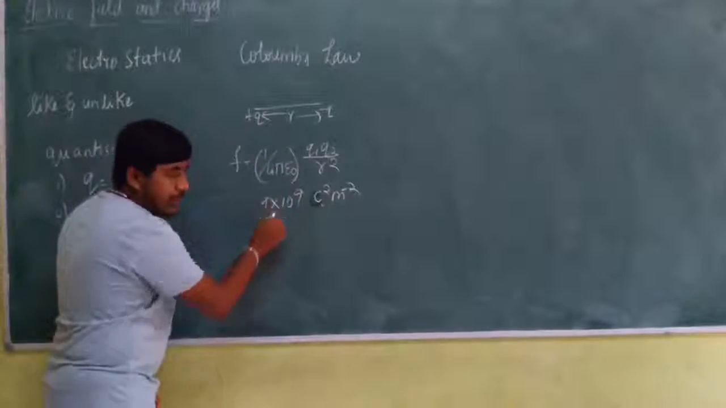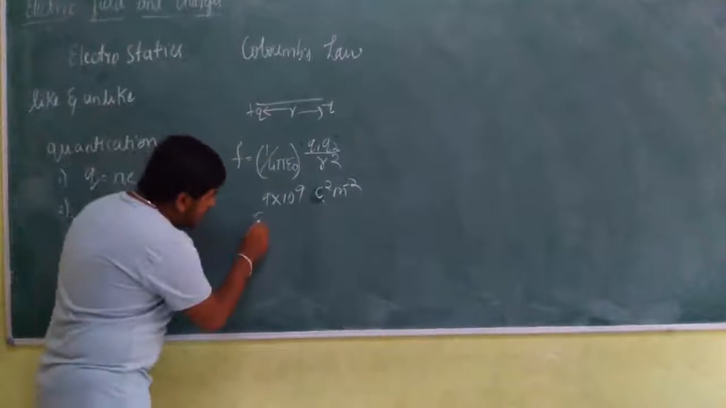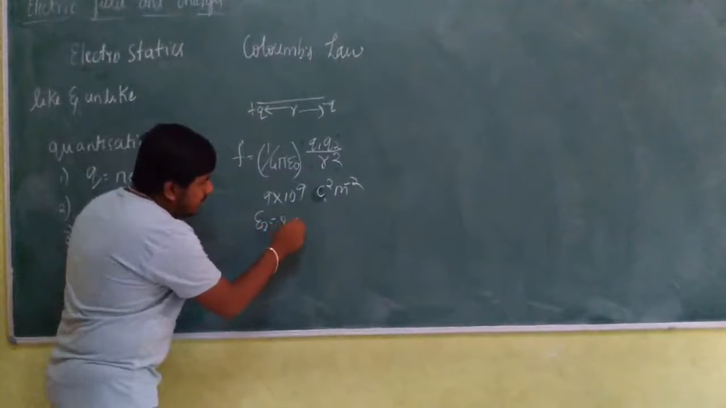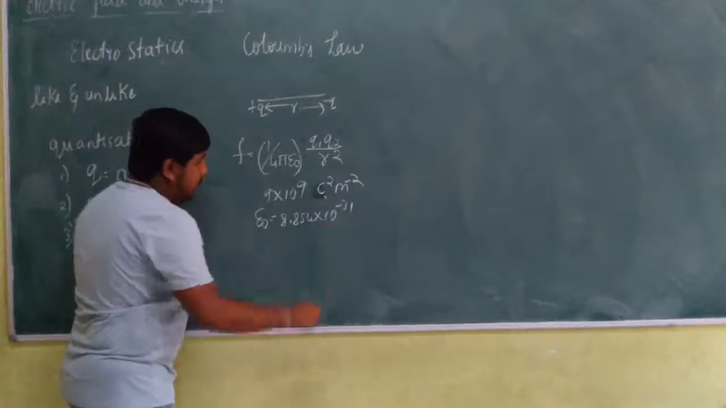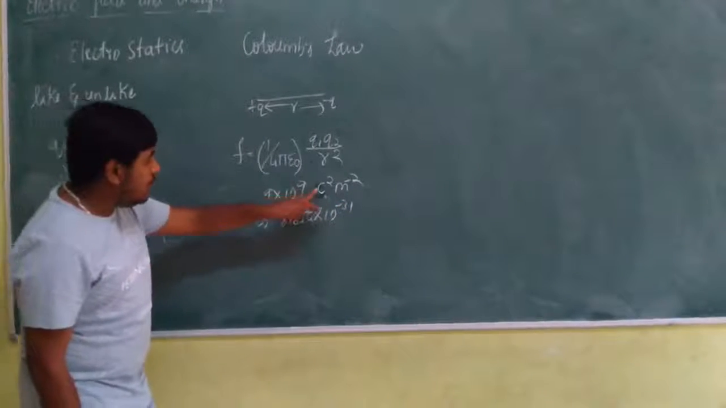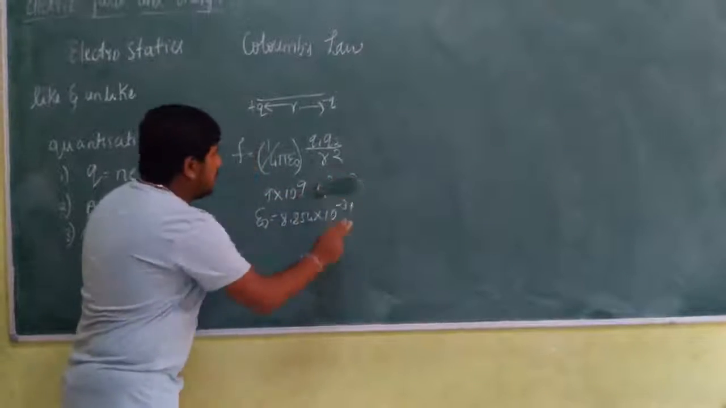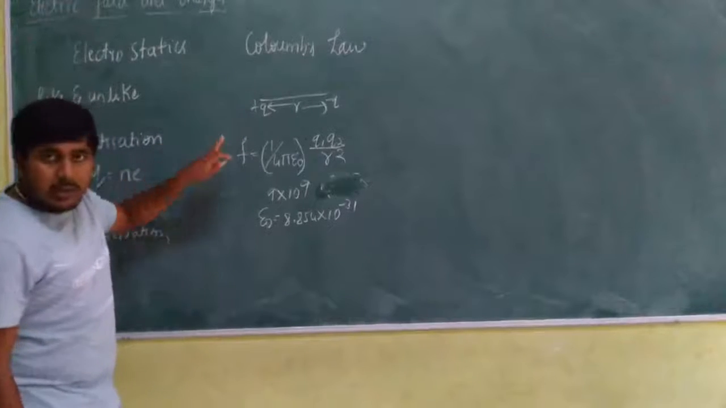We get the force with 1 by 4 pi epsilon, and this is its value. Here epsilon is the permittivity of free space. Its value is 8.854 into 10 power minus 12. This is the permittivity, and the SI unit may have been mistaken. So in Coulomb's law, this much we have learned.